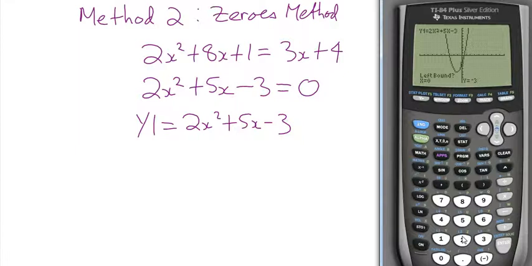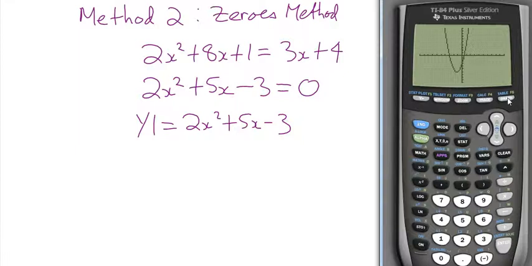The zero asks for 3 things. It asks for a left bound. So what I need to do is move the cursor until it's to the left of the zero, and I hit enter. Then it asks for a right bound. Now I'm going to make a little mistake here just to show you. I'm going to hit enter here, and it asks for a guess, and I'm going to move to about where the zero is and hit enter. And it says error, boundary, like you didn't give me a good enough bound.